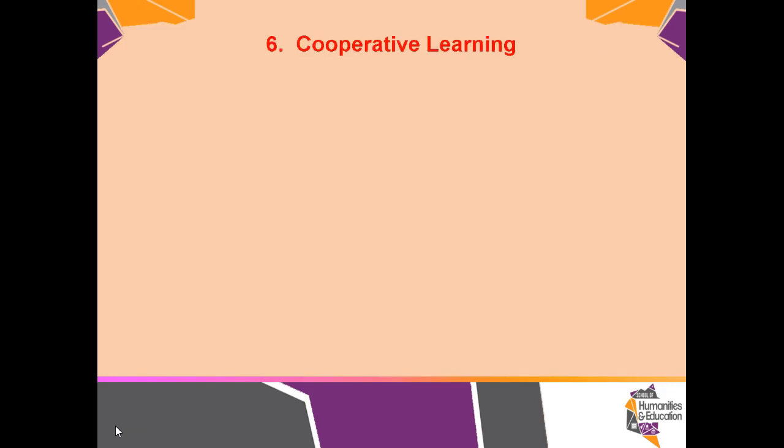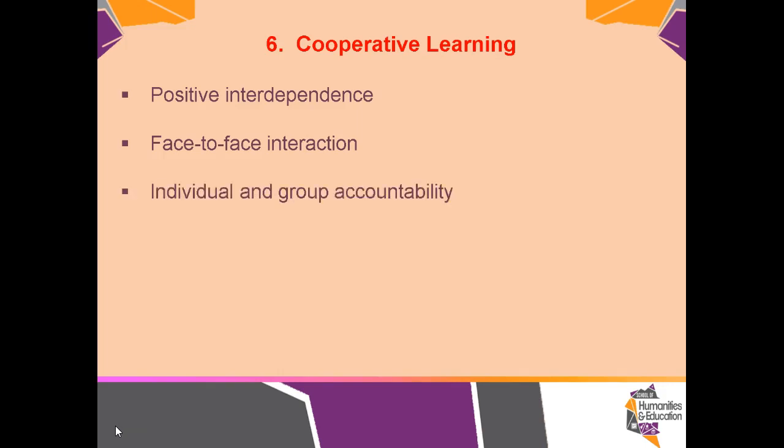The sixth one here is cooperative learning. And there are 5 different principles to be followed in cooperative learning. Positive interdependence. When I say positive interdependence, I'm talking about depending on each other in the group. There's going to be face-to-face interaction, individual responsibility as well as group responsibility. So you have to be responsible as an individual in a group, but you are responsible as a group together.